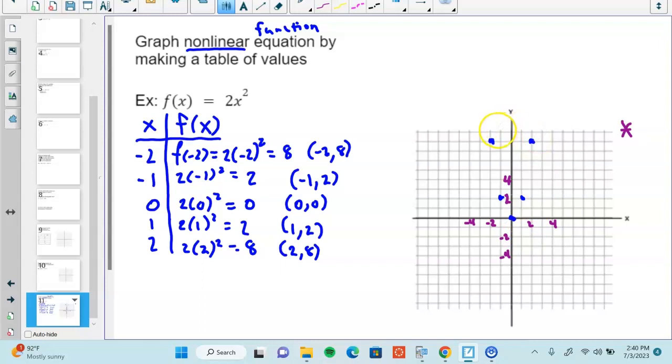And then we're going to graph through that. Now we're going to make it a smooth curve. It's not a line, it's nonlinear. So what we do is we graph it with a rounded corner right there. And it's going to keep going up on both sides. And there's our graph.